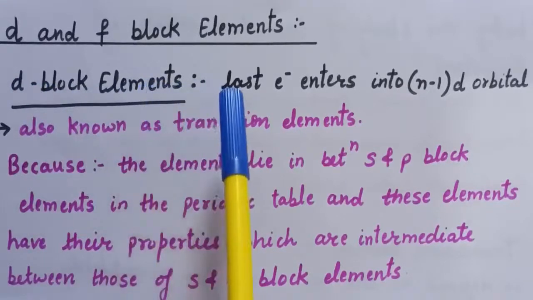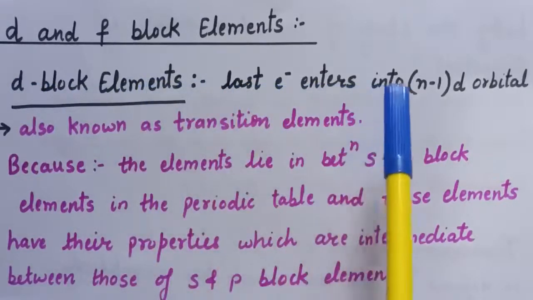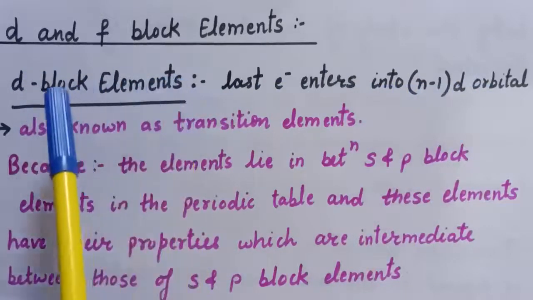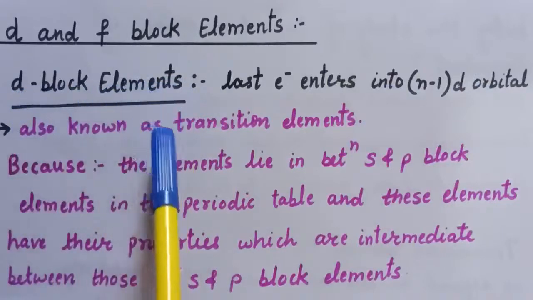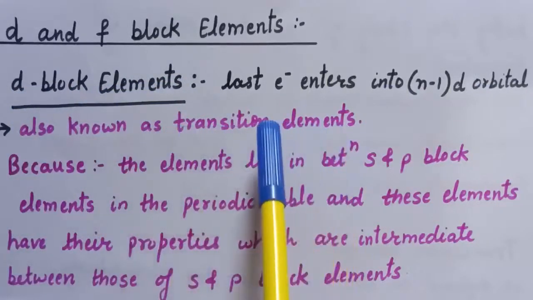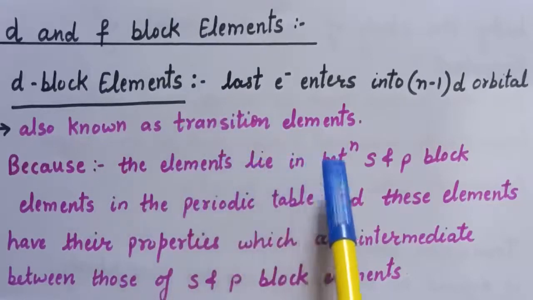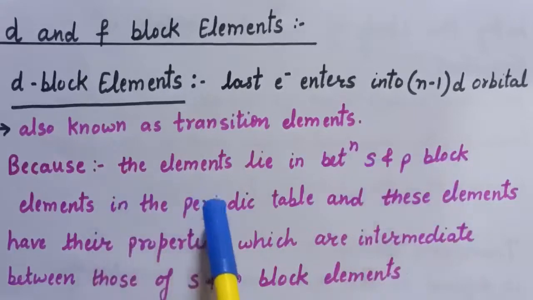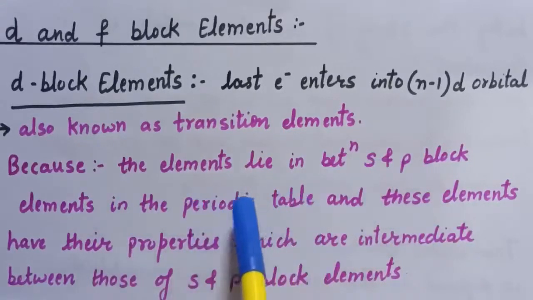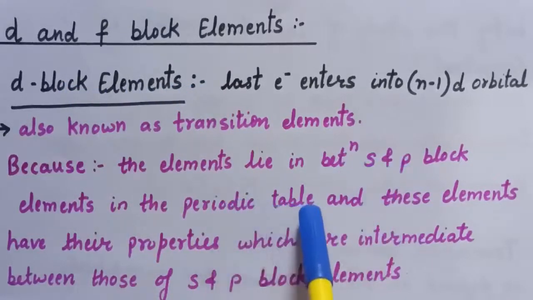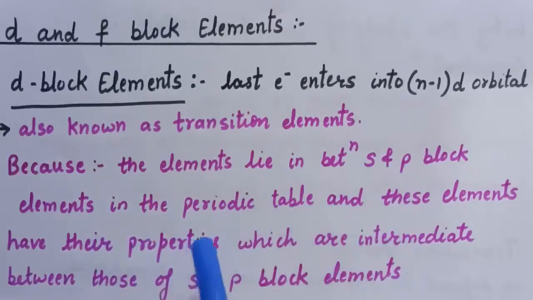Those elements in which last electron enters into n-1d orbital are known as D block elements, and these D block elements are also known as transition elements. Why are they known as transition elements? Because the elements lie in between S and P block elements in the periodic table. That is, these D block elements lie between S and P block elements, and these elements have properties which are intermediate between those of S and P block elements.